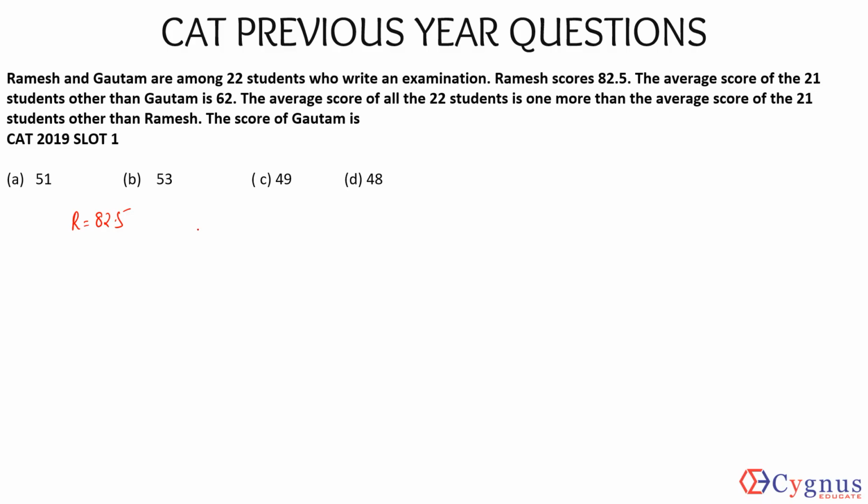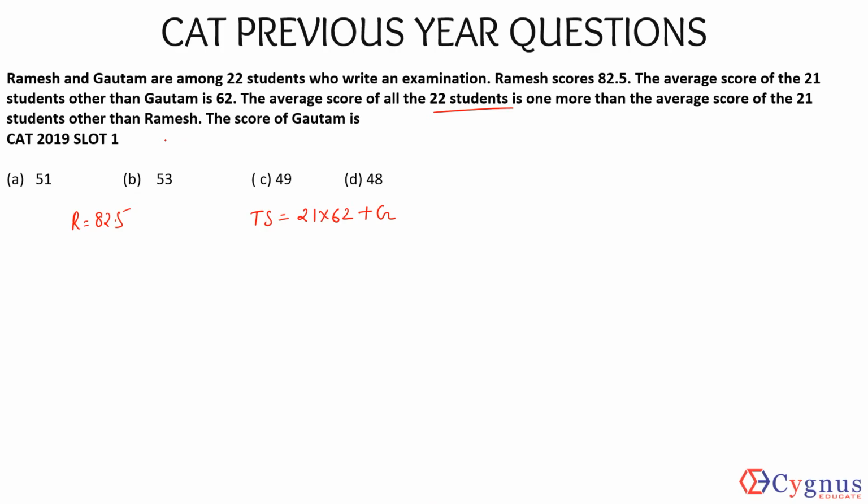21. Of the remaining 21 students becomes what? 62. So can we say the total score must be equal to the average of 21 students, which is 62, plus Gautam's score? This should be the total score. But the next line says that the average score of all the 22 students, that means when you include each and every one, is one more than the average score of the 21 students other than Ramesh.